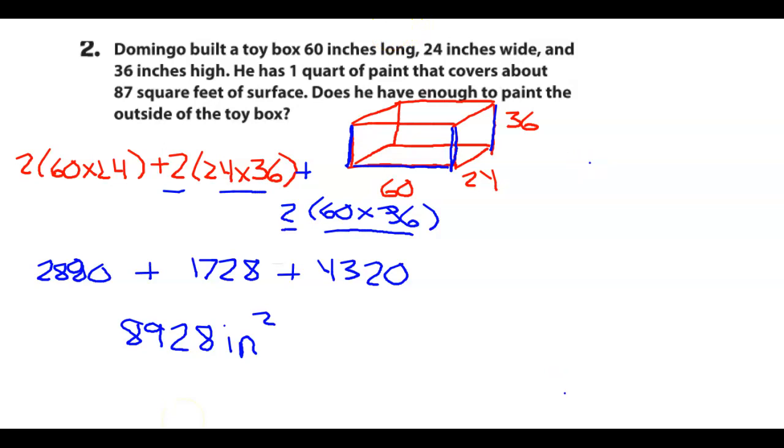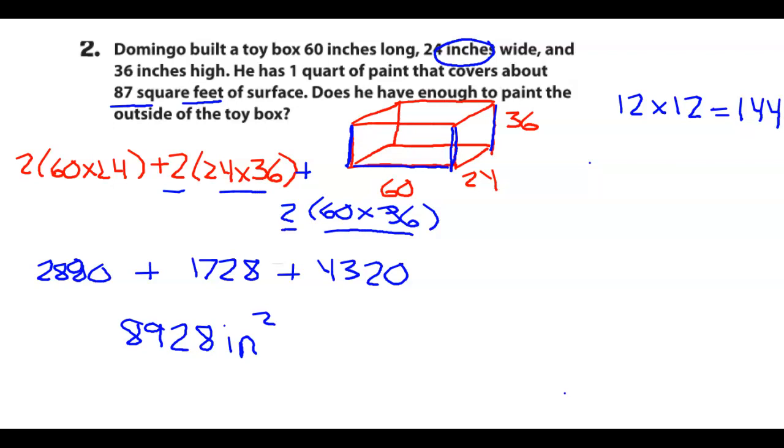So let's look back up there. It says that 1 quart of paint covers about 87 square feet. All right, so you guys, we're dealing with inches in our problem, and then the paint is in square feet. So here's what we're going to do. 1 square foot, you guys, would be 12 inches by 12 inches, right? So that's the same as 1 foot by 1 foot. So that's going to give me 144.